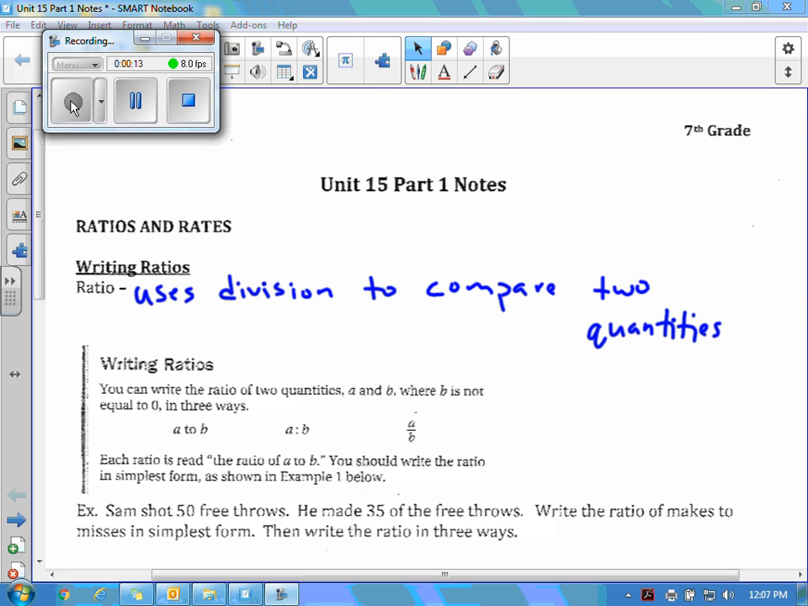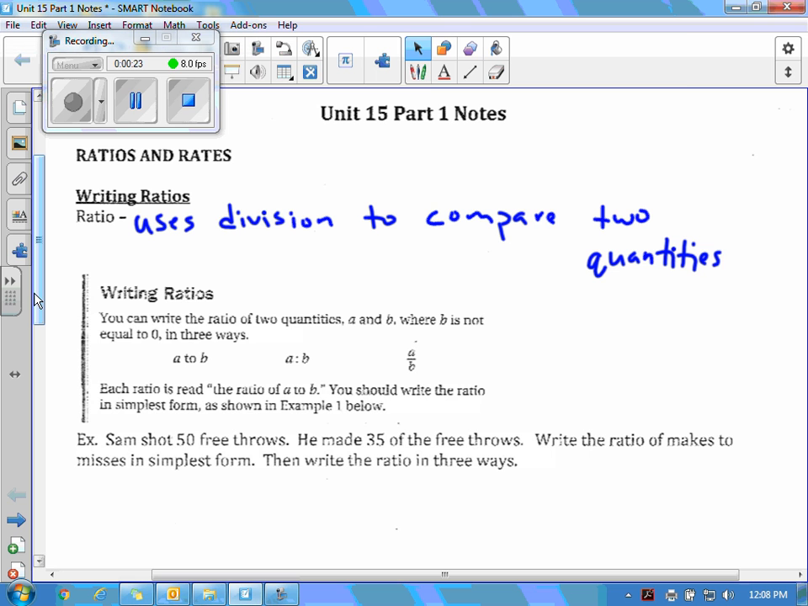The definition of a ratio is that it uses division to compare two quantities. So we're going to compare two quantities with division. If you look at this little section that says writing ratios right here, this is just copied and pasted out of your book. It says you can write the ratio of two quantities A and B, where B is not equal to 0, in three ways. So you can write ratios in three ways.